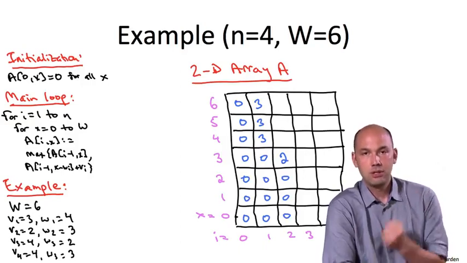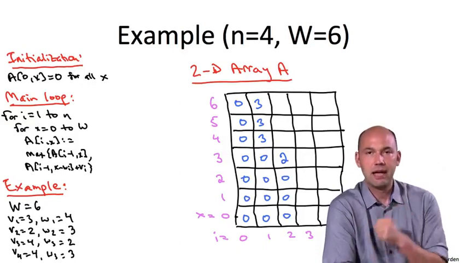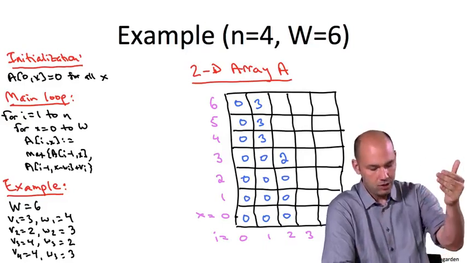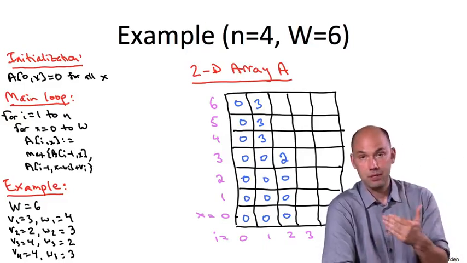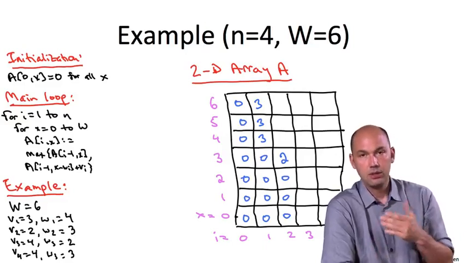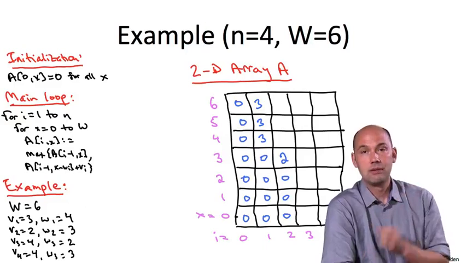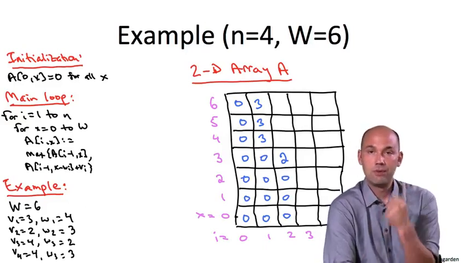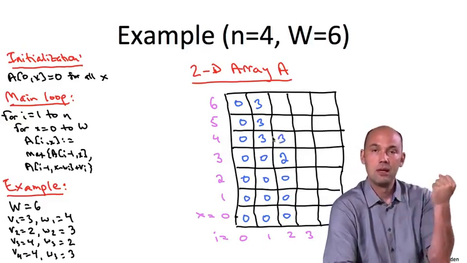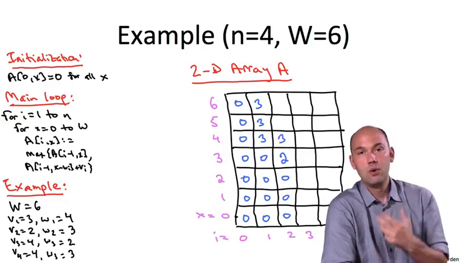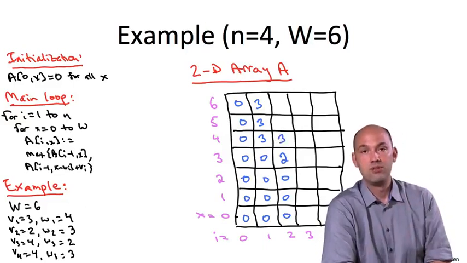Our other option is to take the second item, getting us a value of 2, and add that to whatever's in the leftmost column, but shift it down by 3, because 3 is the weight of the second item. And you'll note that A of 1 comma 1 is 0. So picking the current item would just give us 2 plus 0 equals 2. We'd prefer to just inherit the 3 from the column 1 to the left. That is, we'd prefer to skip item 2 so that we get the value from item 1 instead.